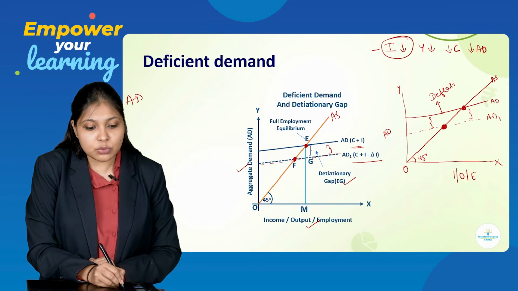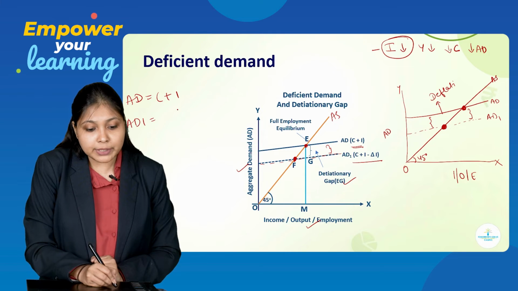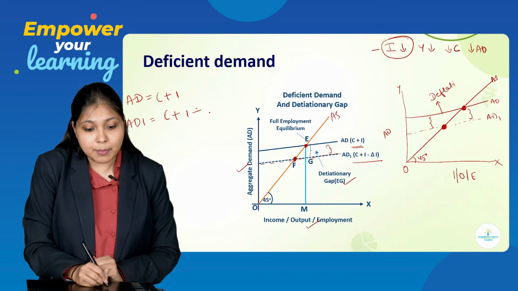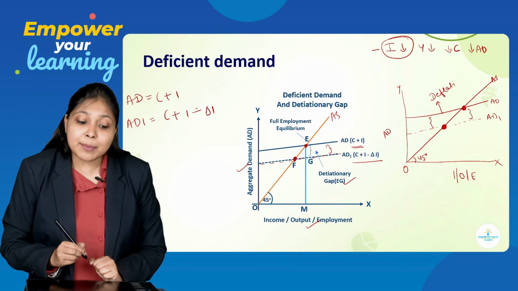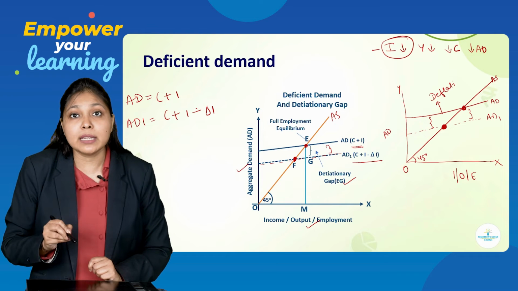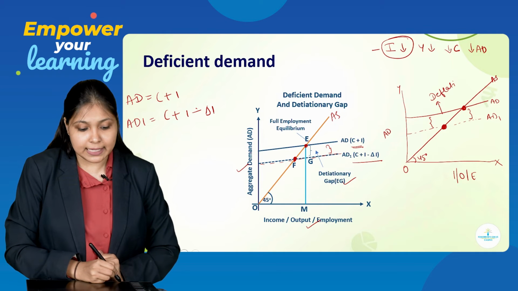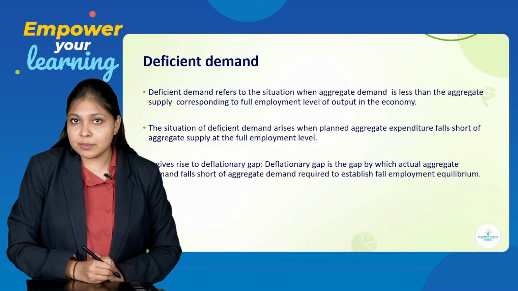Here AD is going to be C plus I. AD1 is going to be C plus I minus change in I. Why minus? Why the negative sign in investment? Because under deficient demand, investment reduces. So that is why the negative sign. Let us understand the meaning.